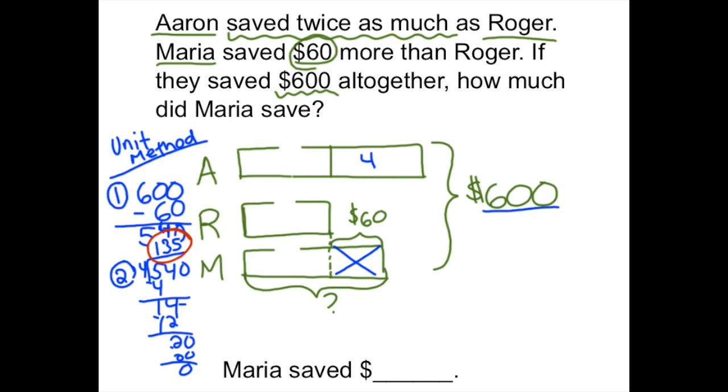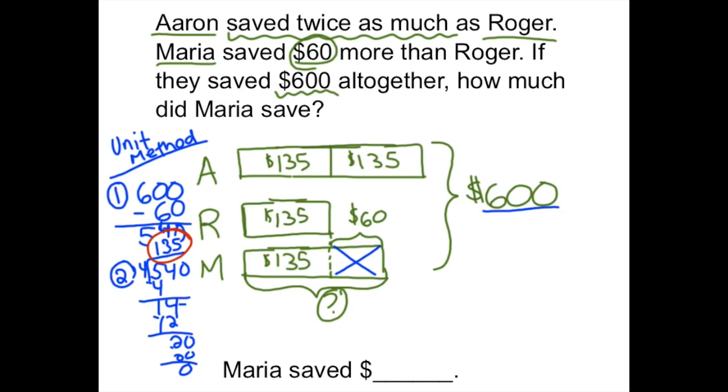Now that means that there's 135 inside of each and every one of these units because I just found the money that is in just one unit. So this is $135, $135, $135, and $135. My question mark is down here. So I want to find Maria's money.